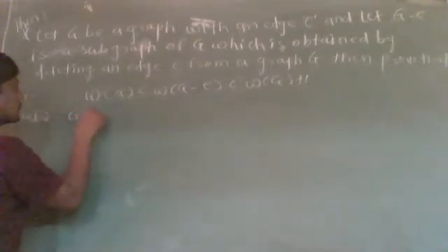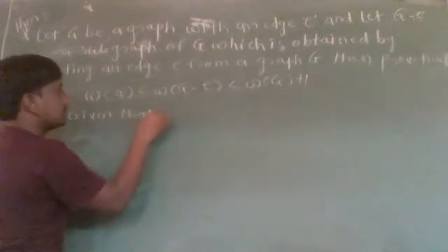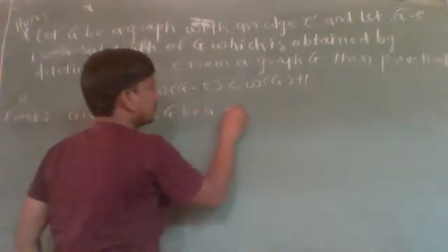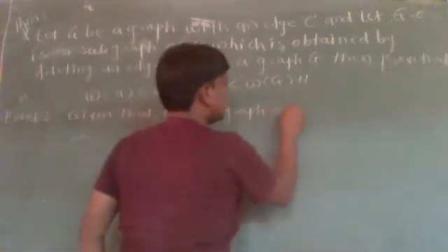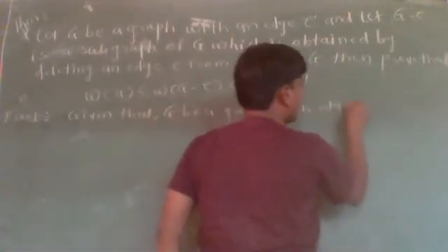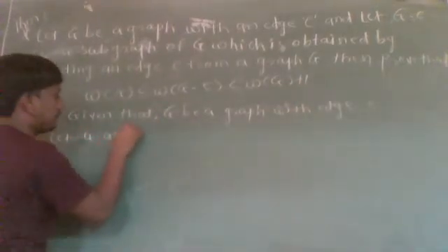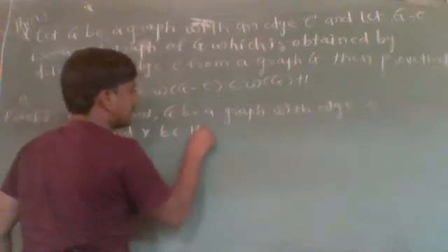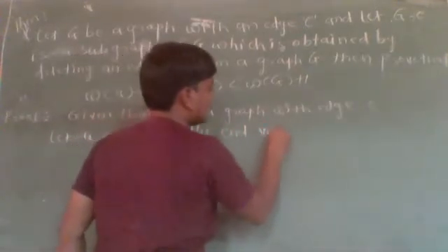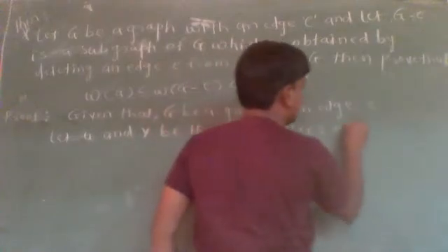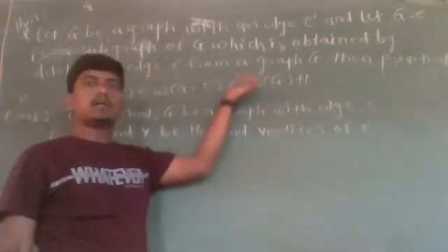Now, given that G is a graph with an edge E. Let the vertices U and V be the end vertices of the edge E. Now, depending on the nature of graph G, there are two cases for this proof. Either graph G is a connected graph or it is a disconnected graph.